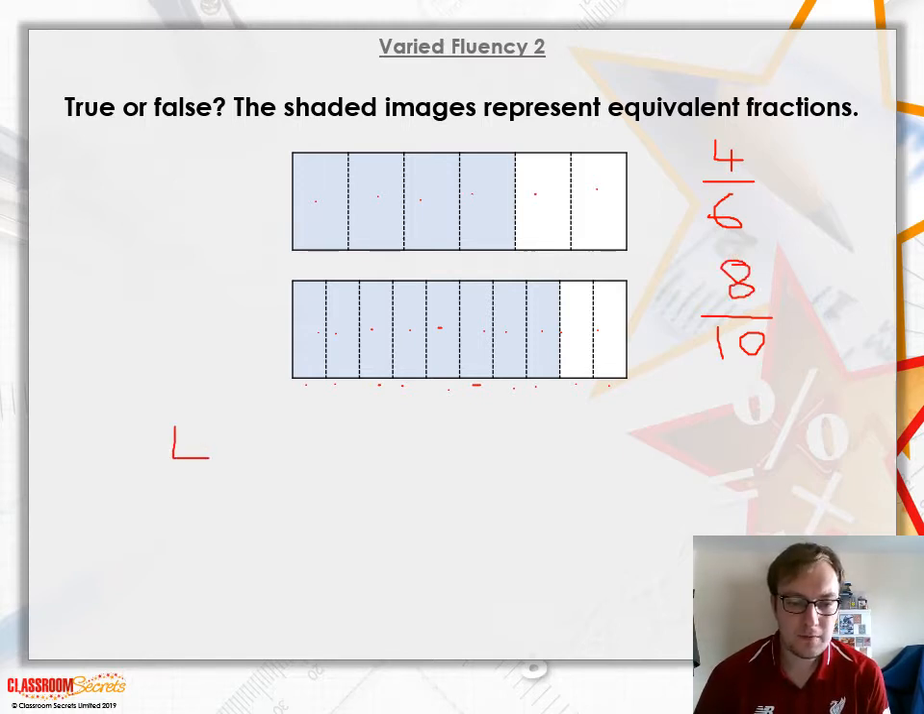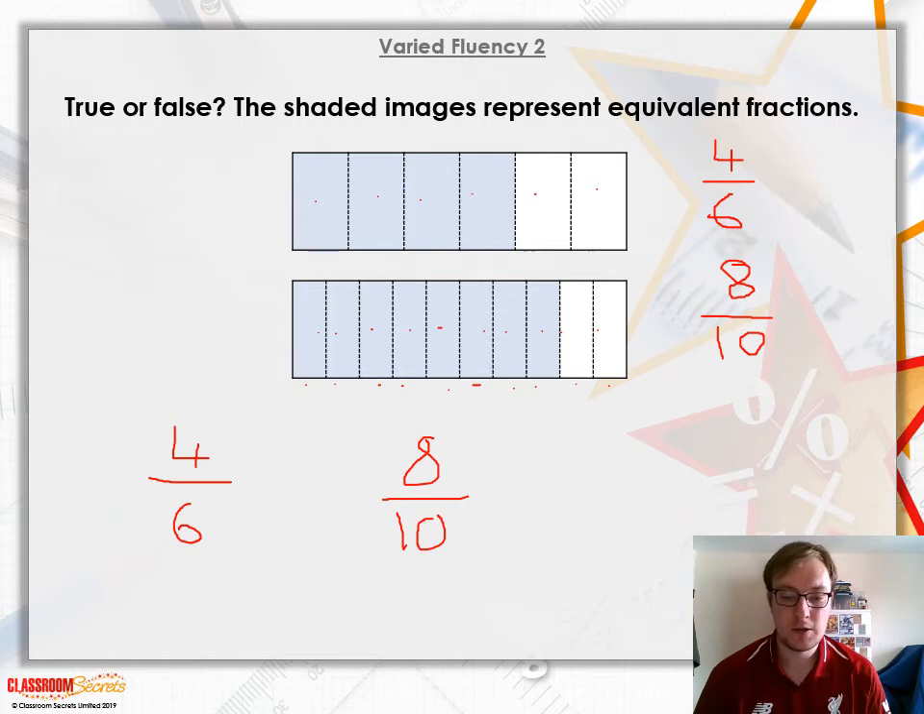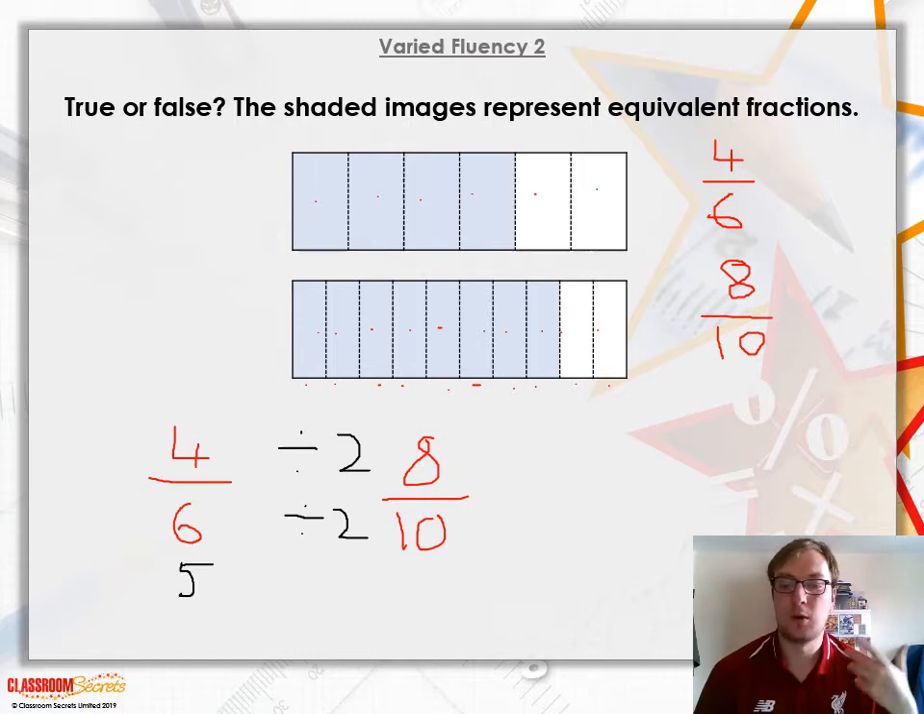Now, when trying to find equivalent fractions, you need to do the same thing, whether you're multiplying or dividing, to your numerator as you would to your denominator. So to start off with, I know that 8 divided by 2 is 4. So if I've done that to my numerator, I need to do that to my denominator. So I need to divide 10 by 2, which is not 6, it would actually be 5. So an equivalent fraction to 8/10 would be 4/5.